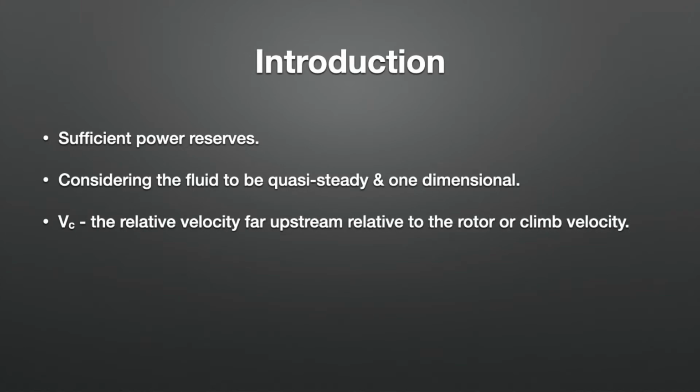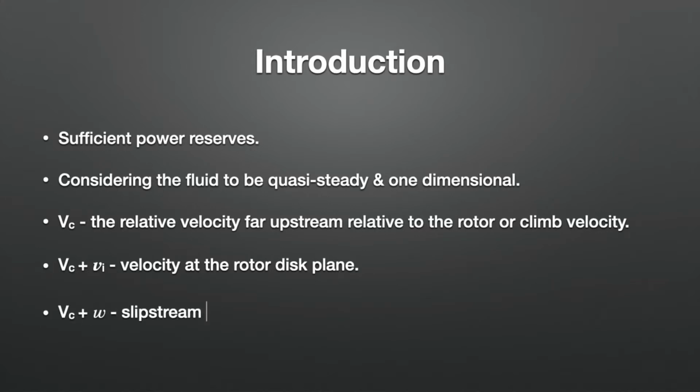Here the relative velocity far upstream relative to the rotor, or climb velocity, is Vc, but in case of hovering this climb velocity at the far upstream Vc is 0. At the plane of the rotor, the velocity will now be Vc plus Vi, that is, climb velocity plus induced velocity, and the slipstream velocity in the vena contracta now will be Vc plus omega.